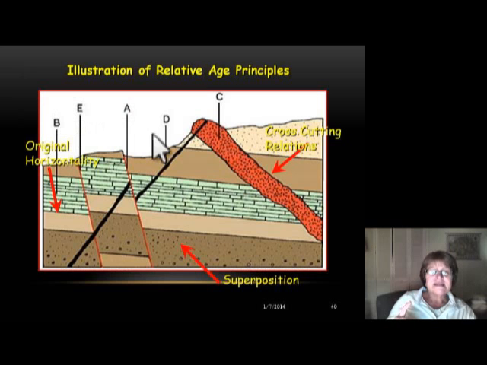And this slide, as you play it, you will see it's amazing, and it will show you all the relative age principles. It explains everything, self-explanatory, and in labs we'll do it anyway, so you will get lots of help on this.